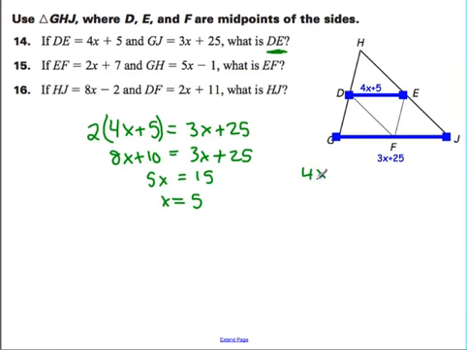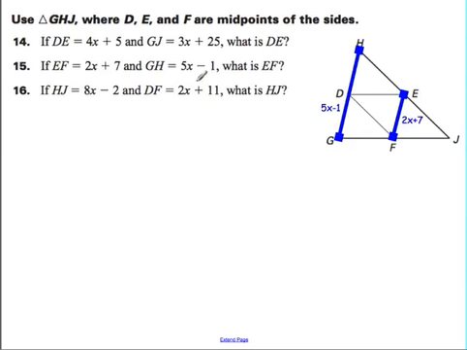So quickly I'll just say this is 4x plus 5 is DE. That's 4 times 5 plus 5, or 20 plus 5. I know that DE, the length, is equal to 25. I'll try this next one really quickly.